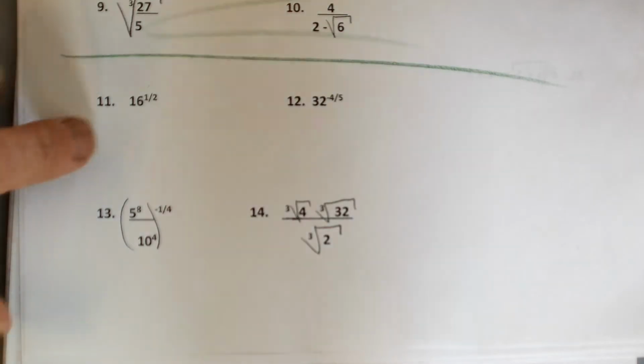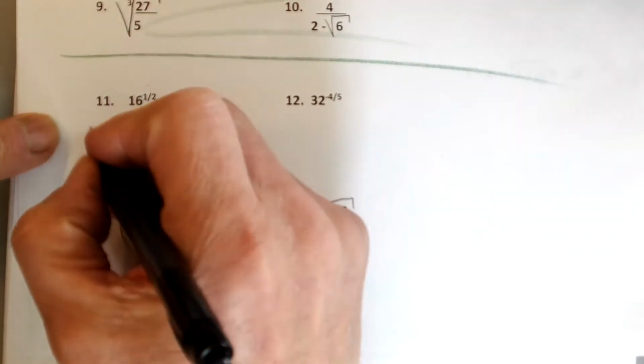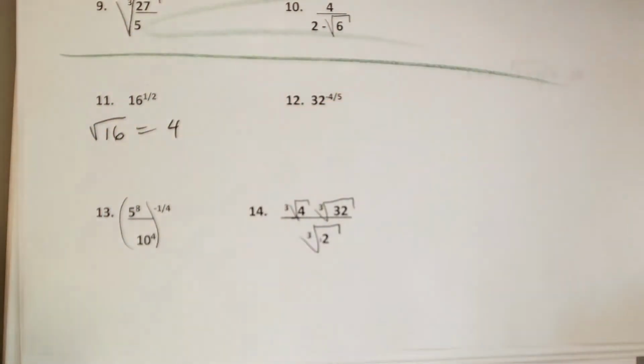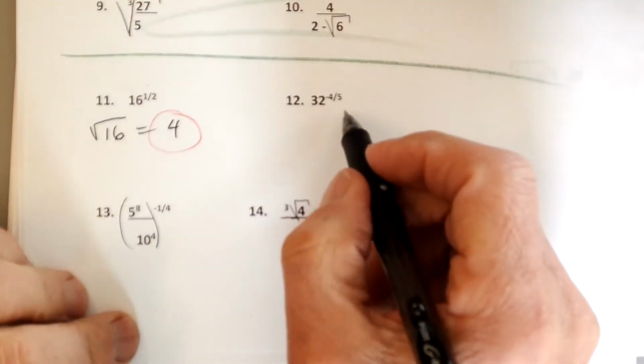Okay, number 11. First of all, 1/2 power, same thing as a square root. So it's really the square root of 16, and we know that is 4. Boom. Pretty easy.